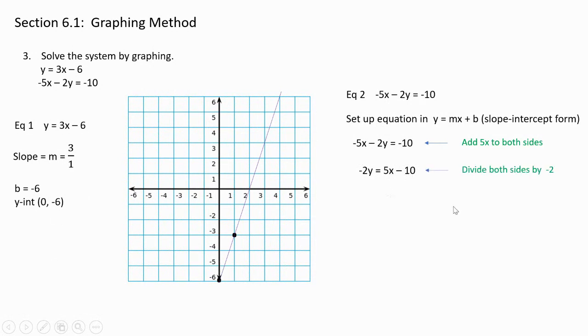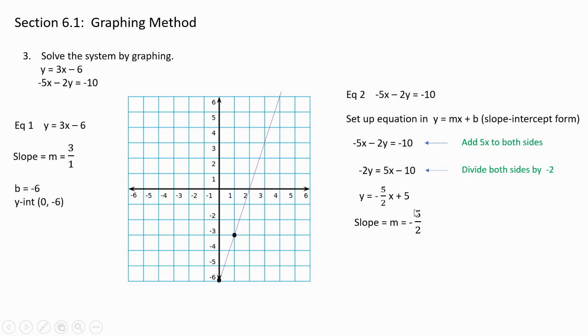Then we divide both sides by negative 2. So we divide both sides by negative 2, then my y is isolated on the left side. This will be negative 5 divided by 2, and this will be positive 5. So then what's my slope? My slope is negative 5 over 2.